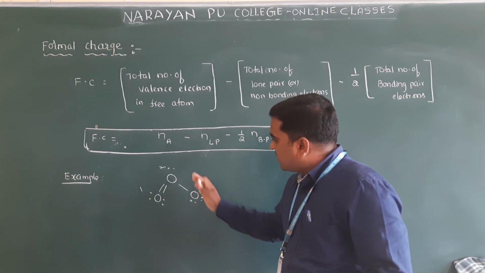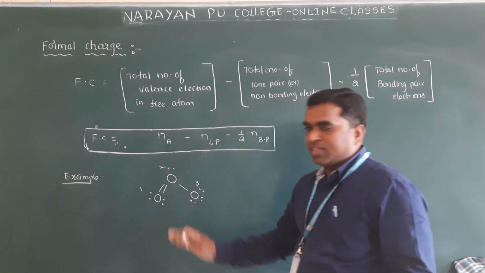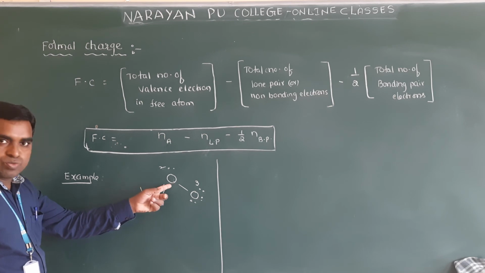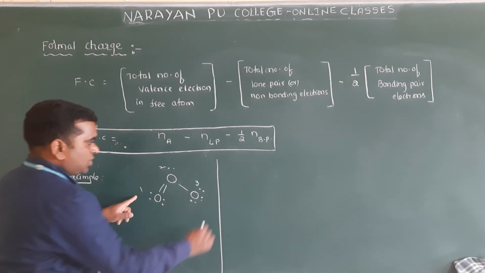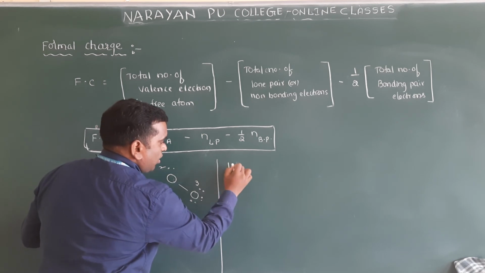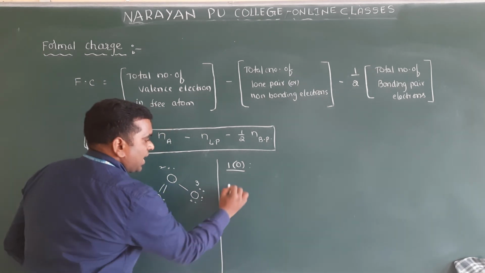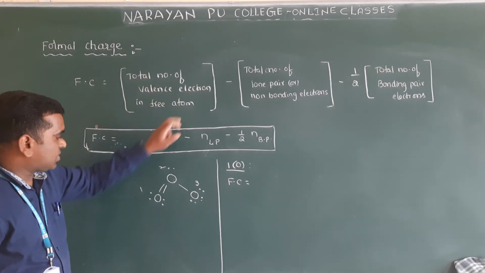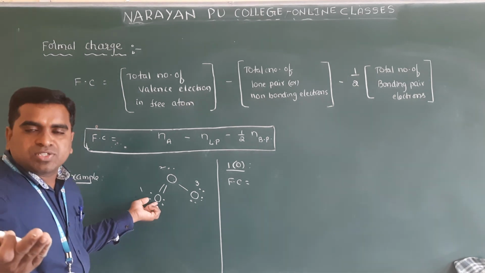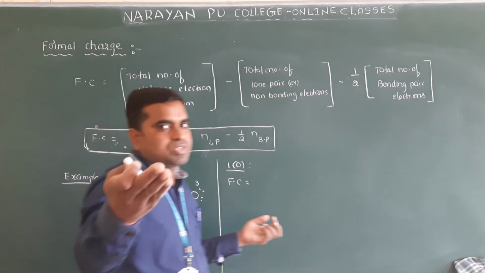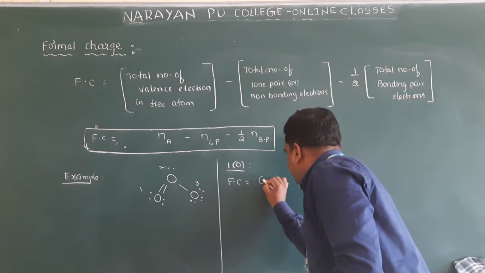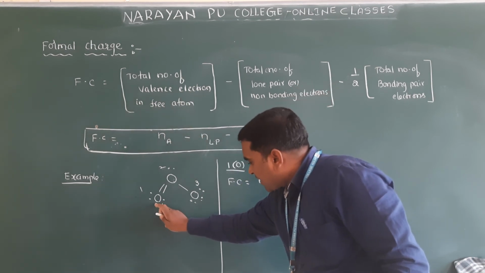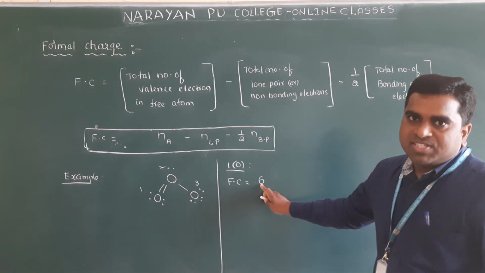Now you have to calculate the individual charges of each and every atom in the ozone. Clear? So first one I will calculate here. First you have to write the Lewis dot structure. We previously have written it, so that's why I have written directly here. So for the first oxygen, how to calculate the formal charge? Formal charge is equal to the total number of valence electrons in free oxygen. Oxygen belongs to group 16, so valence electrons how many? 6 valence electrons. I am calculating the formal charge of the oxygen, so that's why I have taken the valence electrons of the oxygen.